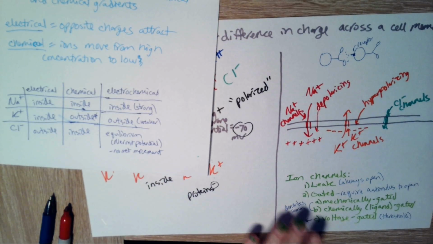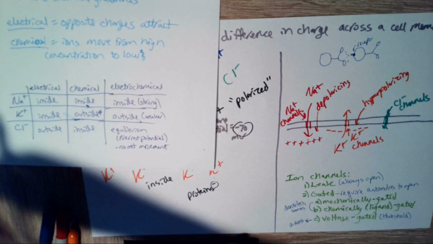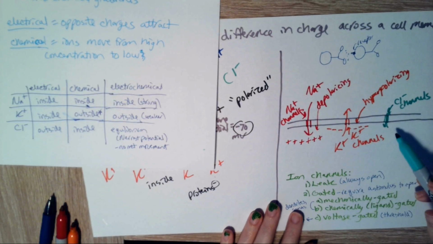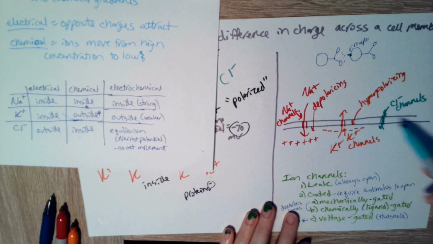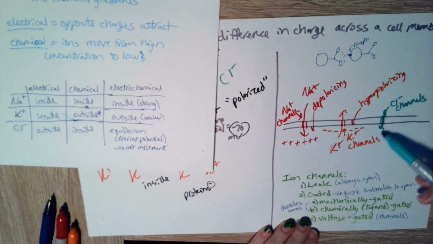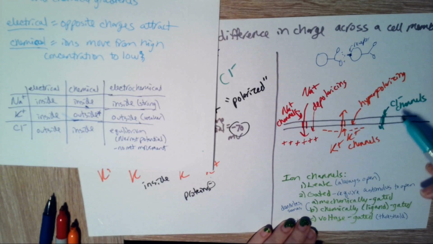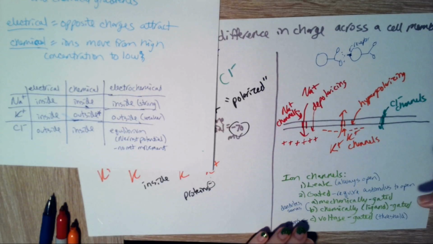Now a chlorine channel, because it's at equilibrium at -70, if this membrane is at -70, chlorine isn't going to be doing any kind of depolarizing or hyperpolarizing or anything. It's not going to be moving in or out of the cell at any particular rate. So it's not going to change the charge on the cell membrane.